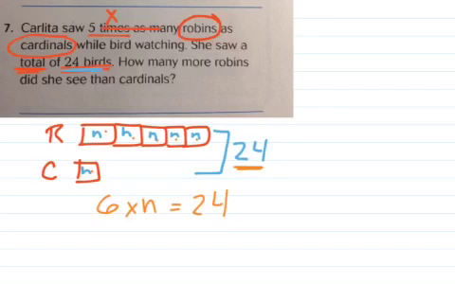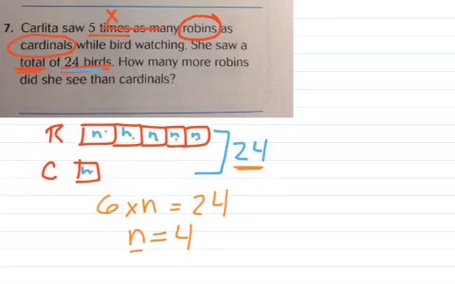Alright, I have to think in my mind, 6 times what is equal to 24? I know that 6 times 4 is equal to 24, so my n is equal to 4. Okay, I found my n. Perfect. Now I need to stop and think and go back into my problem.